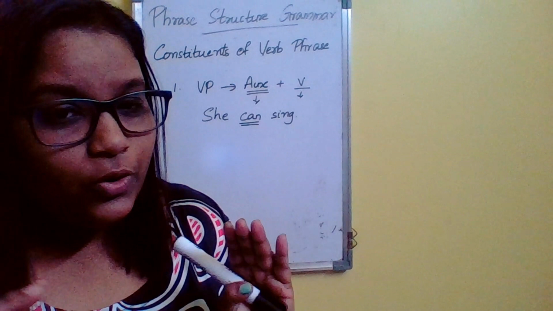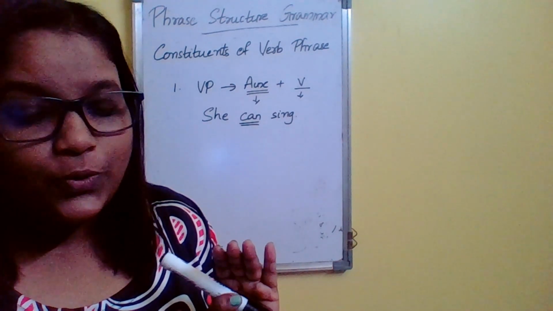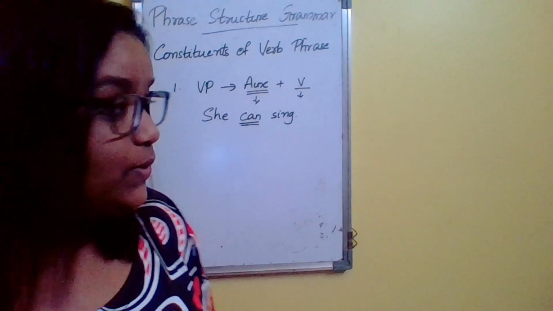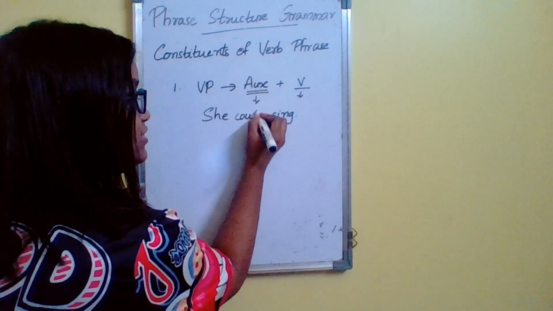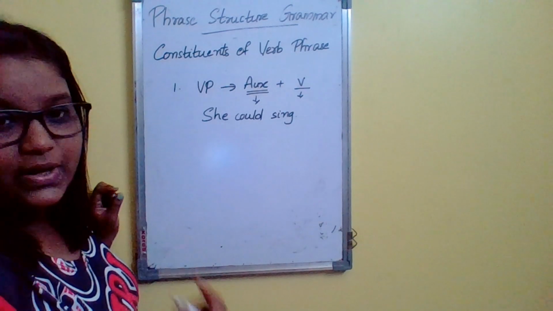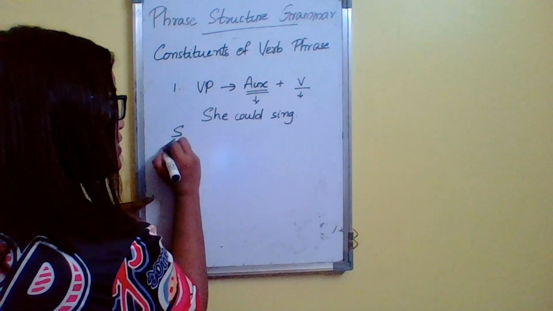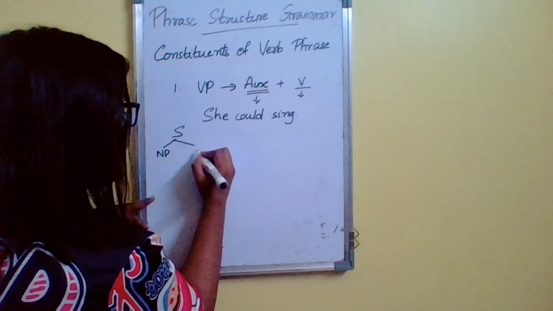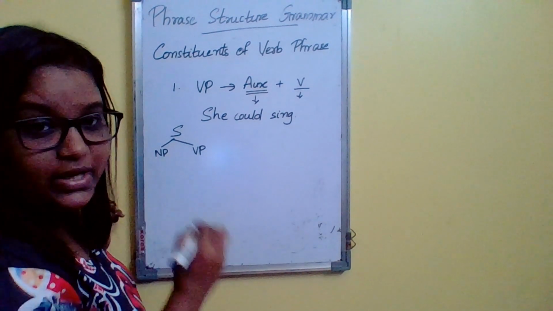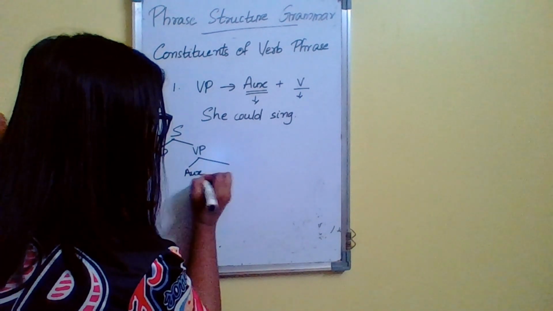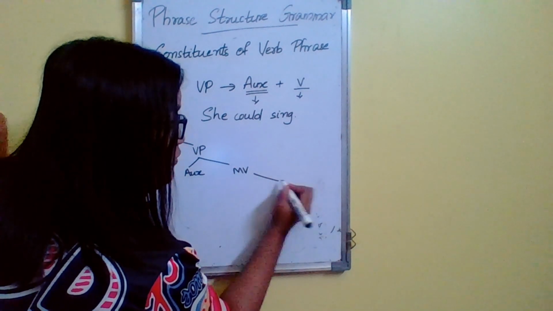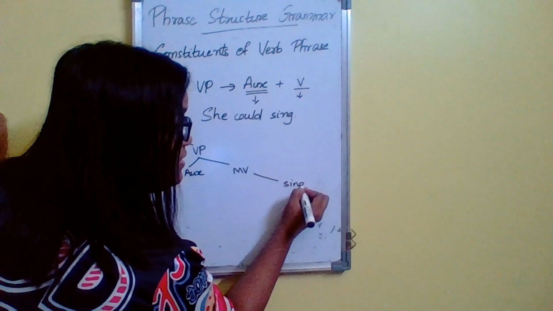Now, before going to the third example, I wanted to show something in past tense too. So instead of can, let's write could. She could sing. Let's do a tree diagram analysis. S is equal to NP plus VP. We are not doing NP at this point. Let's do VP. VP is equal to auxiliary plus main verb. Let's move the main verb sing first.